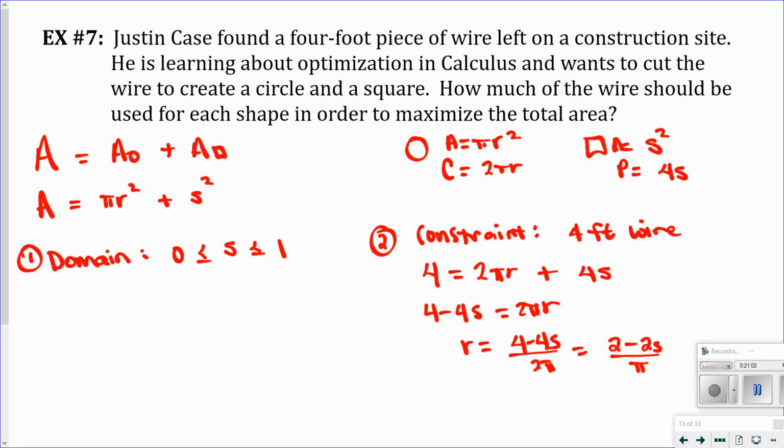So I'm going to rewrite my equation now. Area with respect to s is going to be pi times, instead of r, 2 minus 2s over pi, squared. That's my pi r squared, plus s squared.